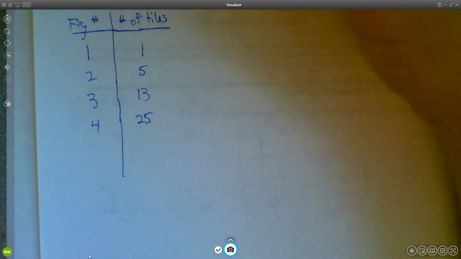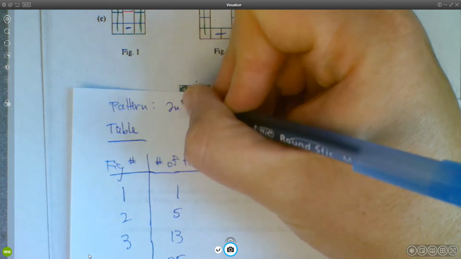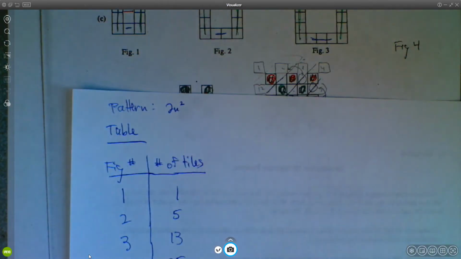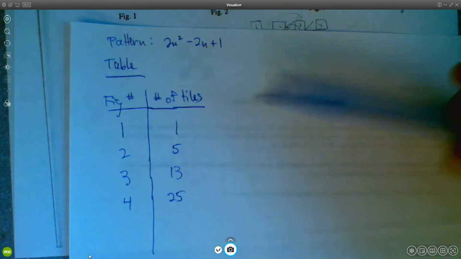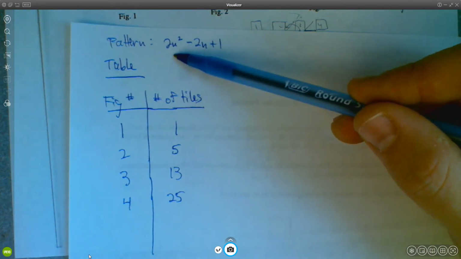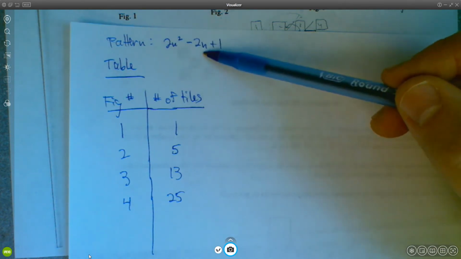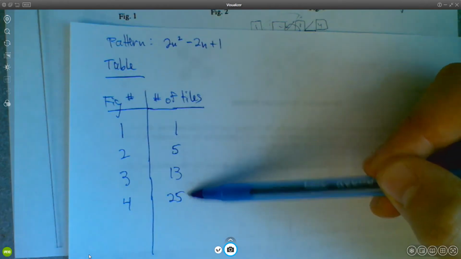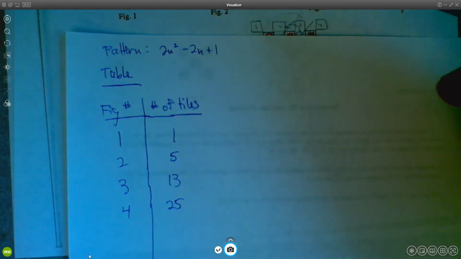The pattern that we came up with, by the way, was 2n squared minus 2n plus 1. So let's see if that checks out with figure 4. 4 squared is 16, and 2 times 16 is 32. 2 times 4 is 8. 32 minus 8 is 24. And then 24 plus 1 is 25. Sure enough, the pattern works out for figure 4 as well. So that gives me some confidence that the pattern I came up with is correct.